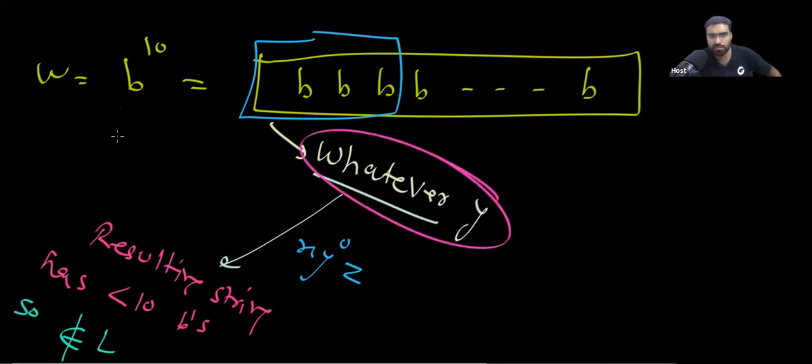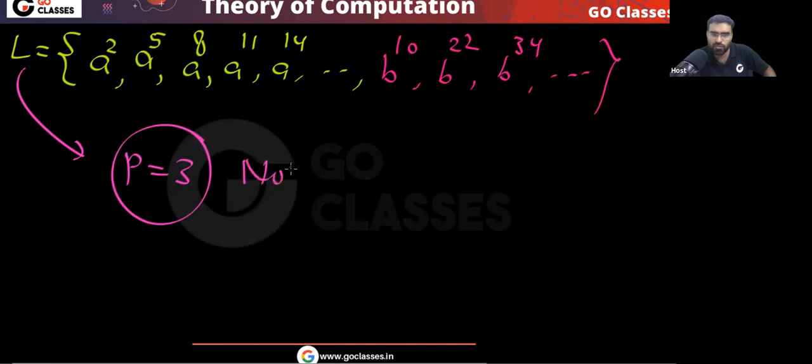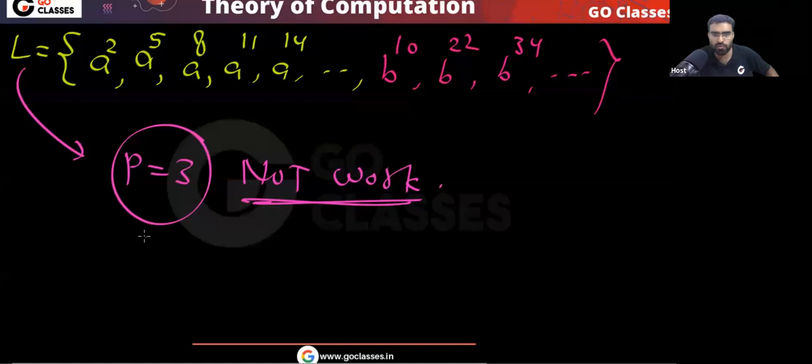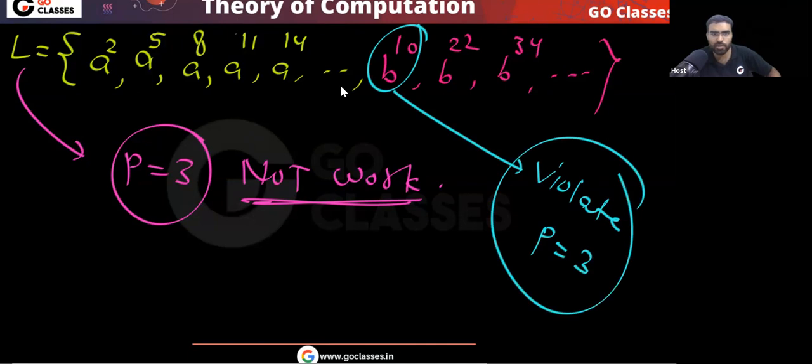Whatever y you take, you can take whatever y you want. So can I say this p equal to 3 will not work? So for this language, p equal to 3 does not work. Do you agree with me that p equal to 3 will not work? This string will violate p equal to 3.